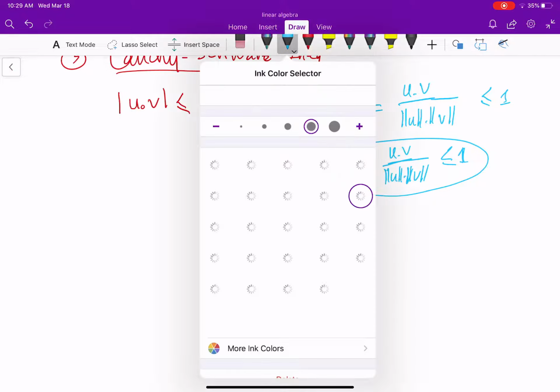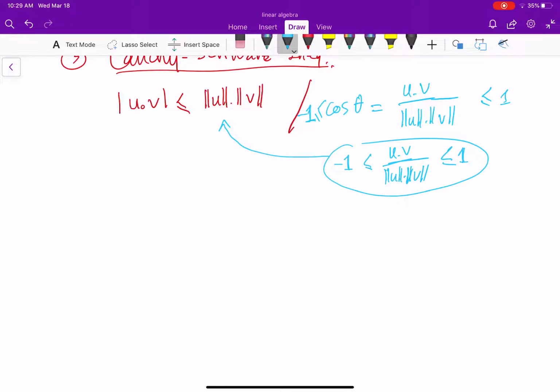All right, let's consider some examples. Let's verify the Cauchy-Schwarz inequality.